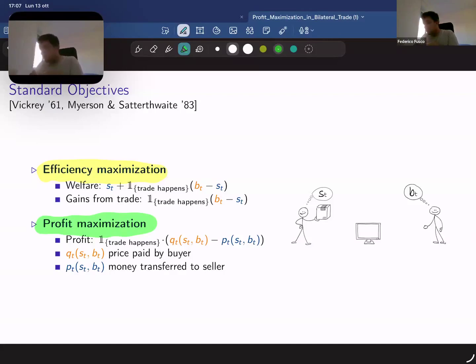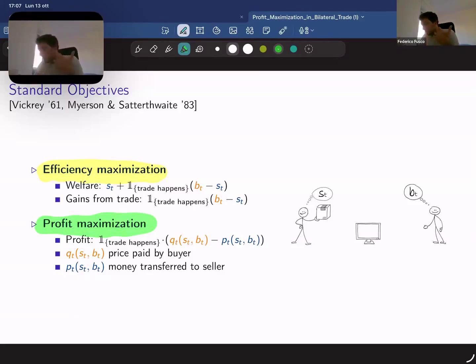So in this setting, what makes sense is to maximize profit, or to understand how profit is impacted by this mechanism. And here, a simple formula for the profit could be, okay, if there is a trade, then it's the difference between the price that the buyer pays minus the amount of money that I have to give to the seller. So this difference will be my profit, what the mechanism designer takes in the middle.